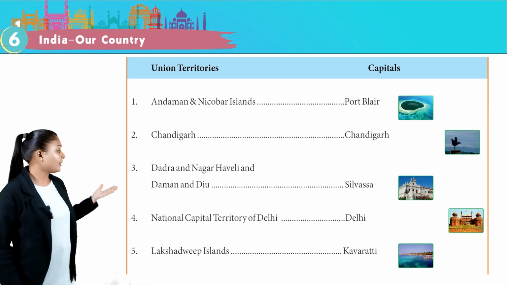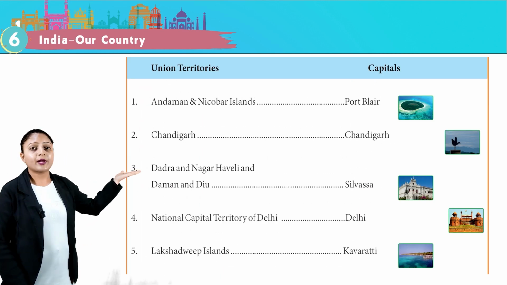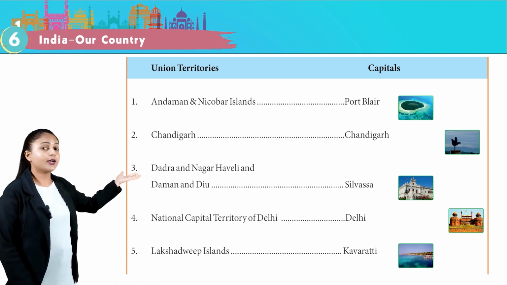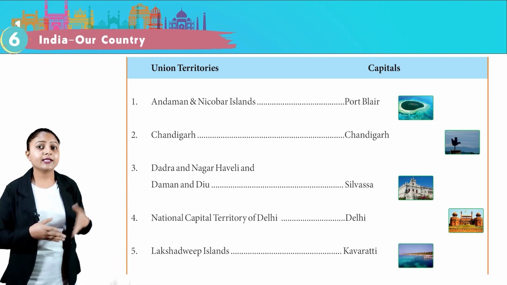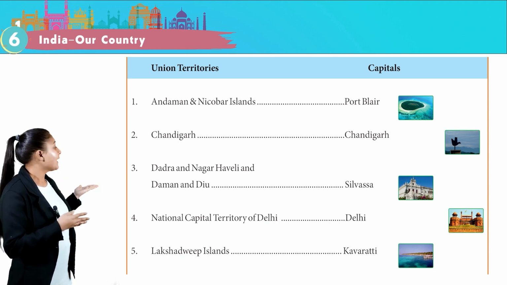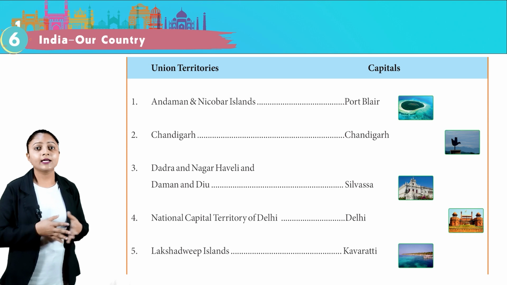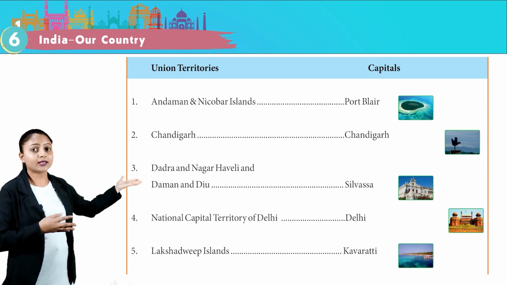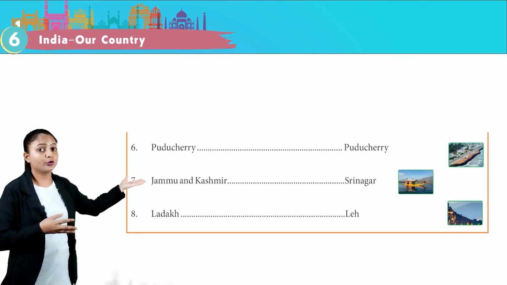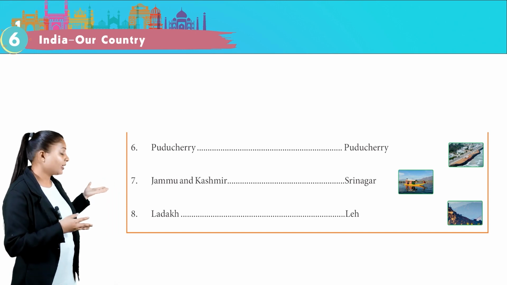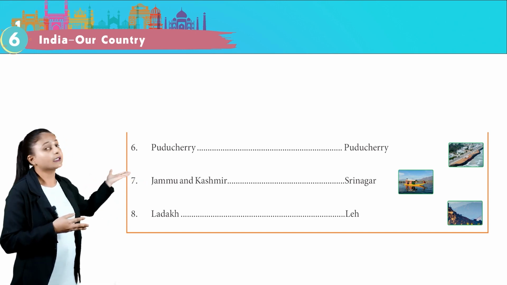Union territories: Andaman and Nicobar Islands, Port Blair; Chandigarh; Dadra and Nagar Haveli and Daman and Diu, Silvassa; NCR, National Capital Territory of Delhi; Lakshadweep Islands, Kavaratti; Puducherry; Jammu and Kashmir, Srinagar; Ladakh, Leh.